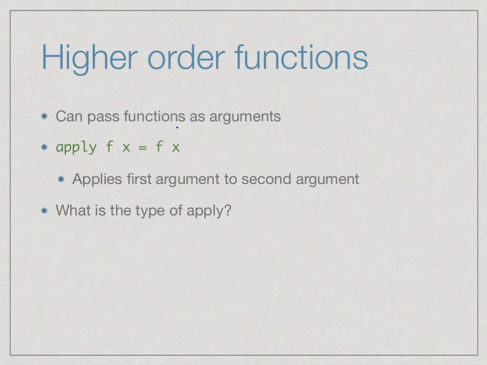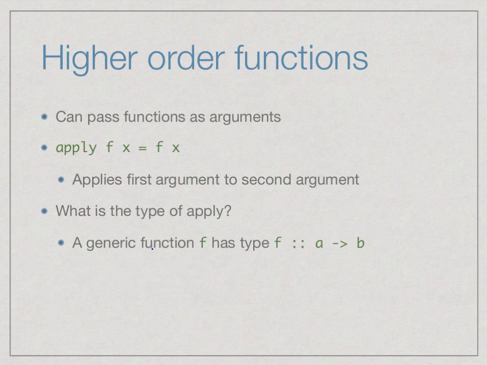So here, for instance, if we say something like apply the function plus 17 to 7, then this should reduce by the application of plus 17 to 7 to the value 24. Right? This is the intention. So what is the type of this function?